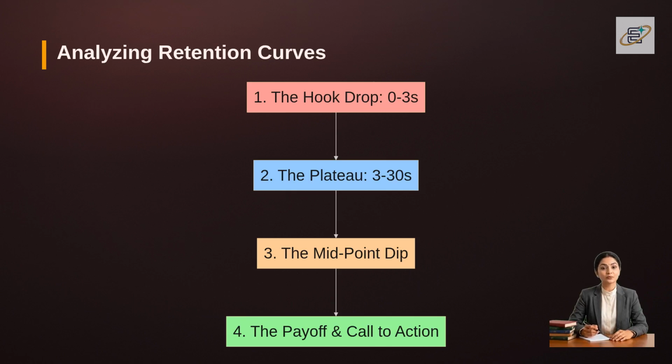In the first 3 seconds, you will inevitably lose a chunk of passive scrollers. Your goal here is simply to minimize that initial cliff by delivering a strong pattern interrupt. If they survive the hook, viewers enter the plateau. This is where your open loops and storytelling take over. A flat plateau means your pacing is perfect and the audience is engaged.